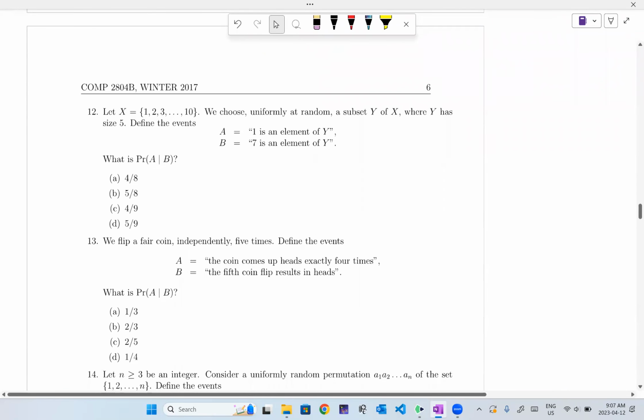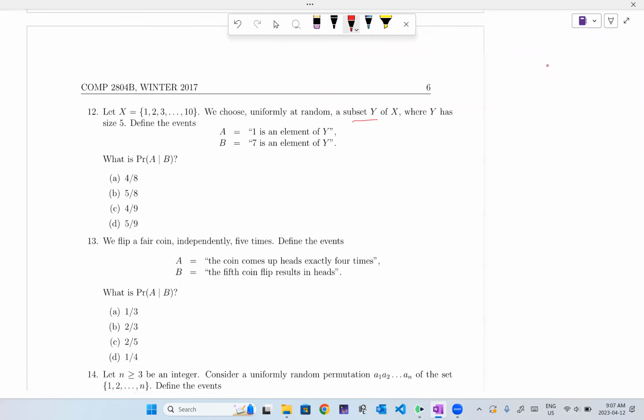Let X be a set of the numbers from 1 to 10. Choose at random a subset Y, where Y has size 5. Define the events. A: 1 is an element of Y, and B: 7 is an element of Y. What is the probability of A given B?